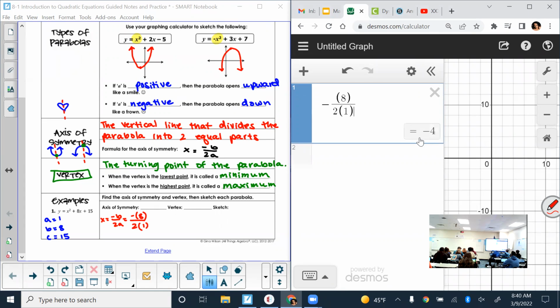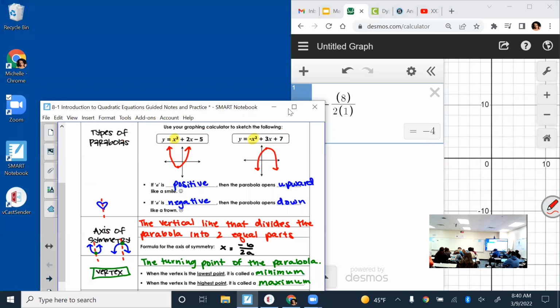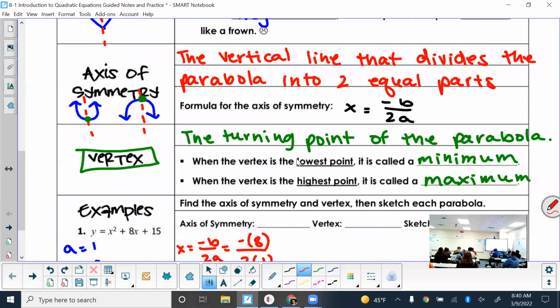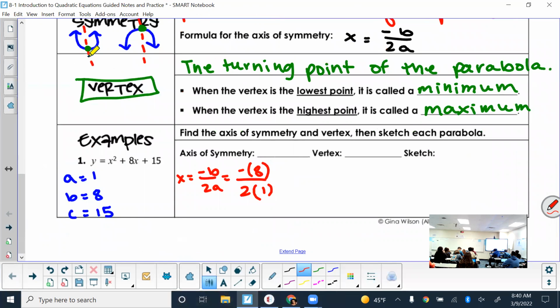And if you're getting anything other than -4, let me know. Maybe you forgot a negative, or maybe you put a parenthesis like a weird way. I don't know. But if you solved it by hand, you would also hit -4, as long as you do the order of operations. So x equals -4. That's my axis of symmetry. Questions about that part?